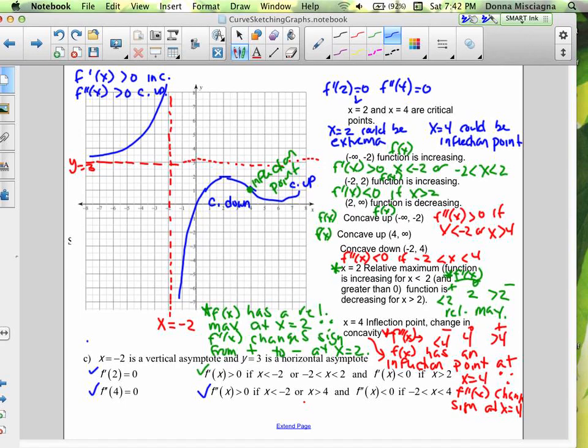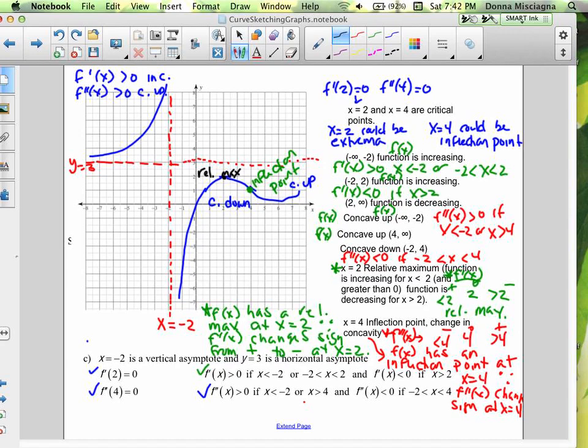I'll put this in black, not red because I already used red. I don't want it to get mixed in with the horizontal asymptote there. We have a relative max there at x equals 2. Looks good. I think we've got everything in here.